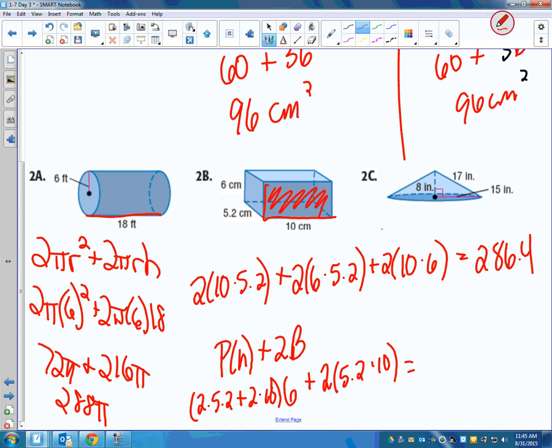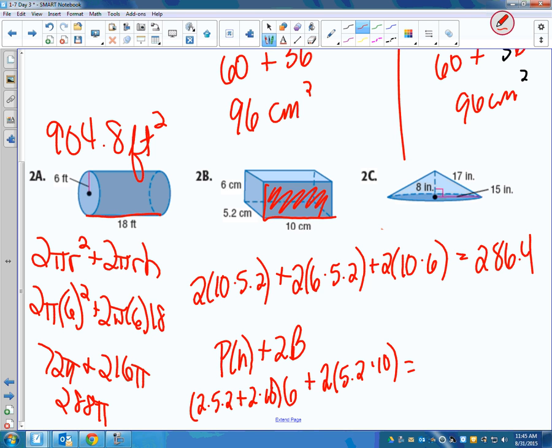288 pi. Again, I know your book's doing decimals. It's okay if you give me the exact answer, but that's like 904.8 square feet. There really is a lot of use for volume and surface area. That's why we do it. Outside of math class, that's probably what people use most.